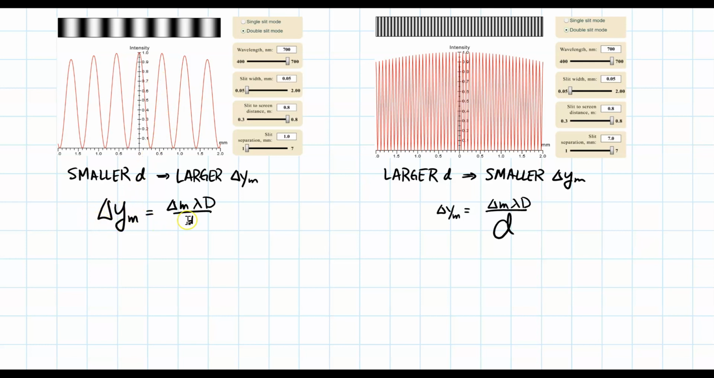Mathematically, we see that if I have a smaller d in the denominator, I'm going to get a bigger delta y. On the other hand, if I have a larger slit separation, that means more places to interfere, I'm going to get a smaller delta y. Mathematically, I have a big little d in the denominator, therefore a smaller delta y.